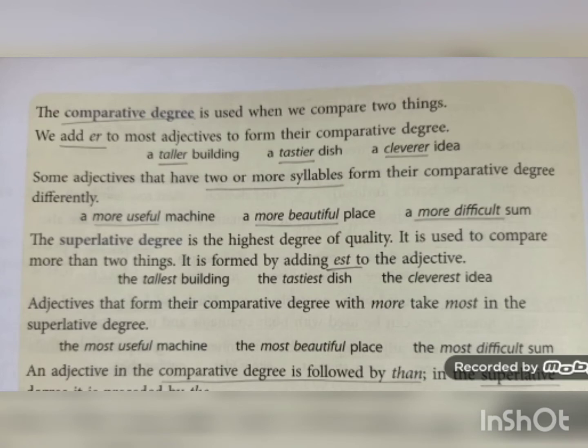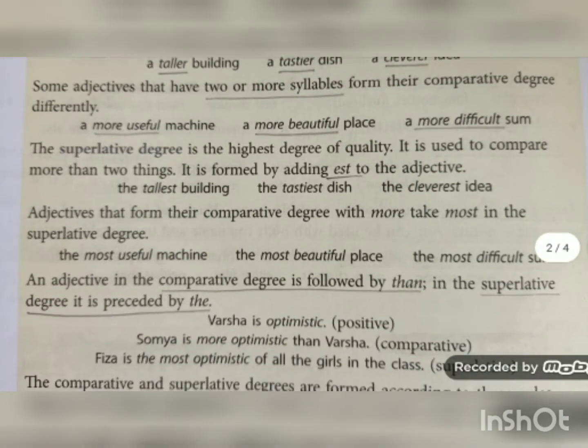Next, come to superlative degree. Superlative degree is the highest degree of quality. It is used to compare more than two things. It is formed by adding est to the adjective. This is the highest degree, and this comparison is made between more than two things or persons, or two groups of things or persons. When we change the form from positive to comparative and then to superlative, we have to add est to the given adjective.